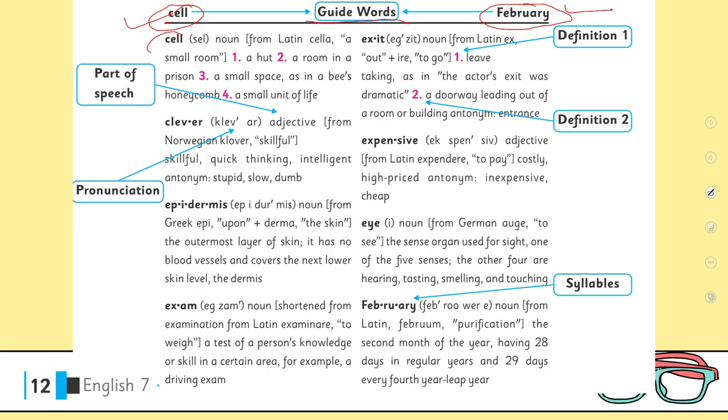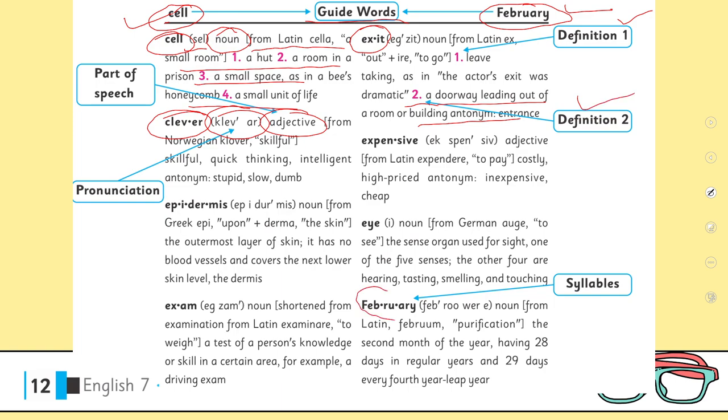Now with the entry word, we have our pronunciation key along with the identification of the part of speech. Then we have our etymology and some other meanings. For example, if you take the word clever, this is an adjective. Here is the pronunciation key of the word clever, and you can also find definition 1 and definition 2 or so many other definitions.